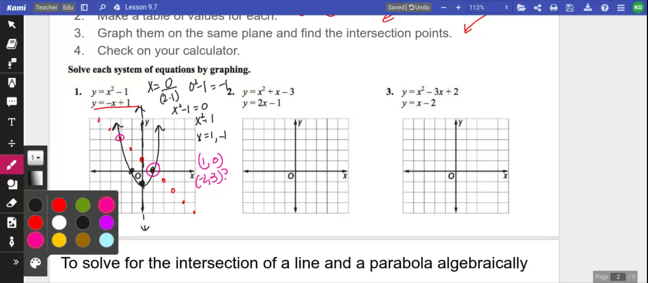So if I go to my y equals on my calculator and put x squared minus 1 into my first one and negative x plus 1 into my y2, it will look like, where's my, oh, there it is.